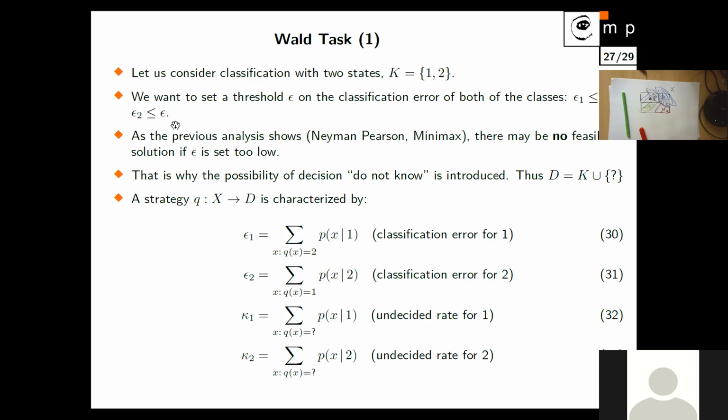Now, if we go back to this example that we looked at before, it's obvious that if someone wants to decide between men and women based on height only, with error 0.5%, it will not be possible. It's impossible. So we cannot require these 2 constraints because we will often end up with no feasible solution. But what we could do is introduce a do not know decision.